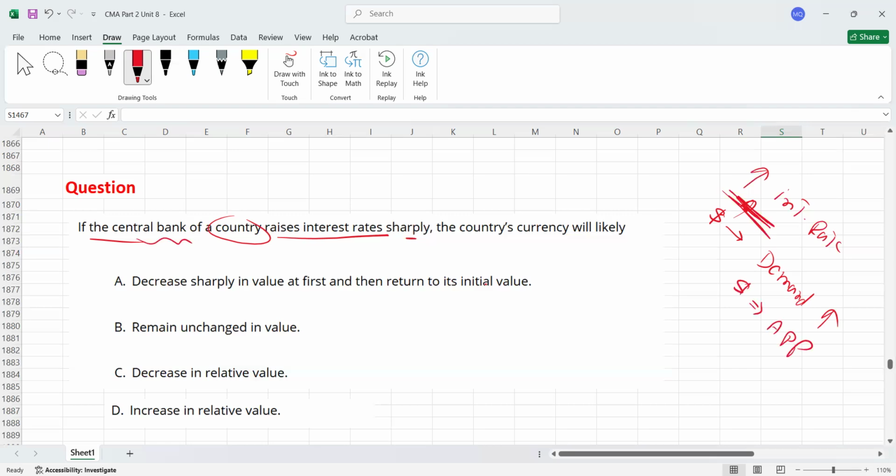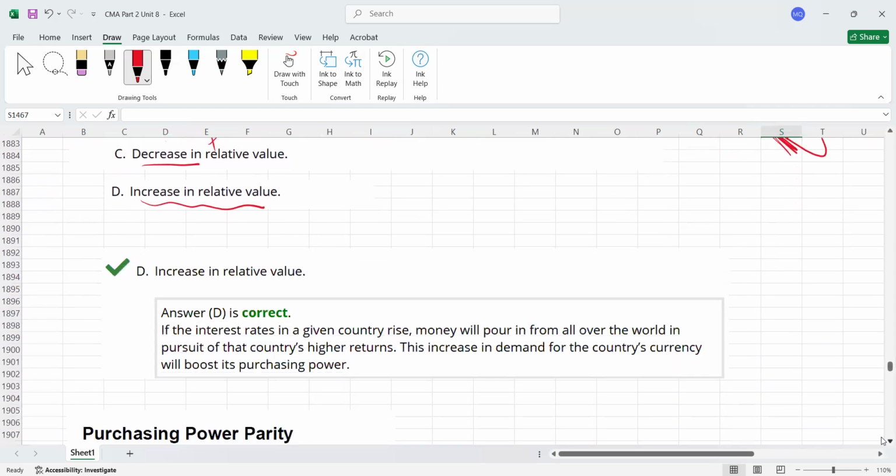So now here we go. If the central bank of a country raises interest rates sharply, the country's currency will likely appreciate, obviously. Decrease sharply in value, no, it will not decrease. Remains unchanged, no. Decrease in relative value, no. Increase in relative value, yes, it will increase in value, right? It will appreciate actually. Right or wrong? D is the correct option.